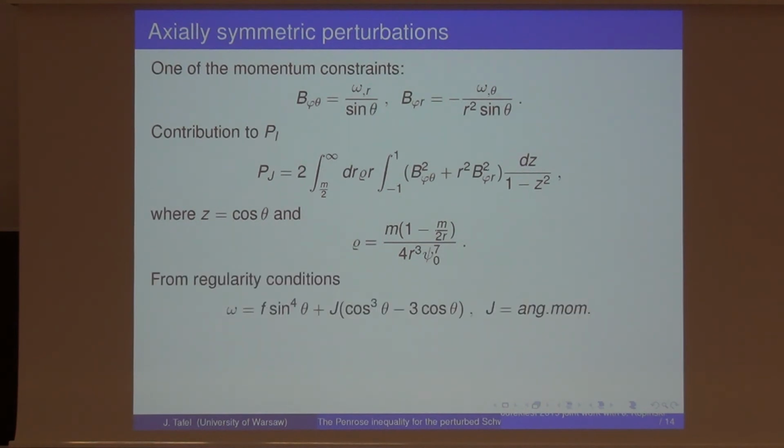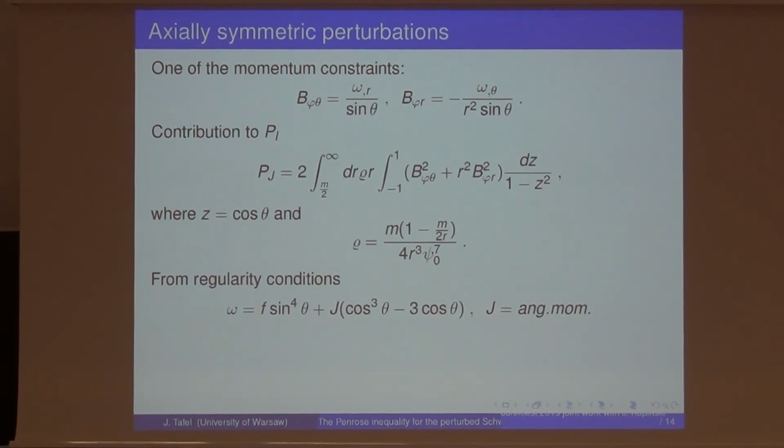Now, what is important here is that from regularity conditions, yeah, for theta equals 0 or theta equals pi, we can find that this function omega has the following structure. Right? It must be of this structure. So J here is a constant. In fact, this J has an interpretation of the total angular momentum. Yeah? Also for the Kerr solution, we have this formula. It's also true.